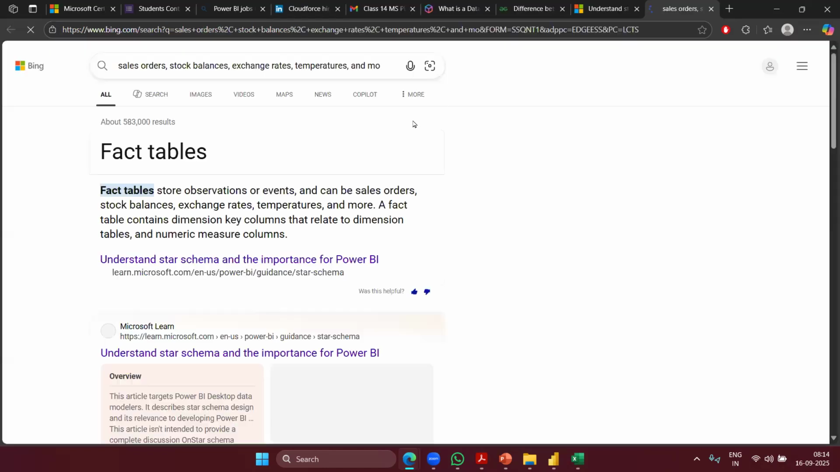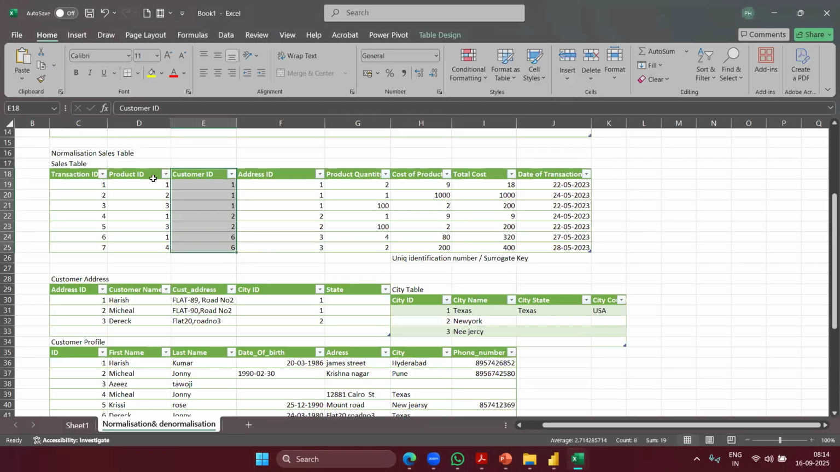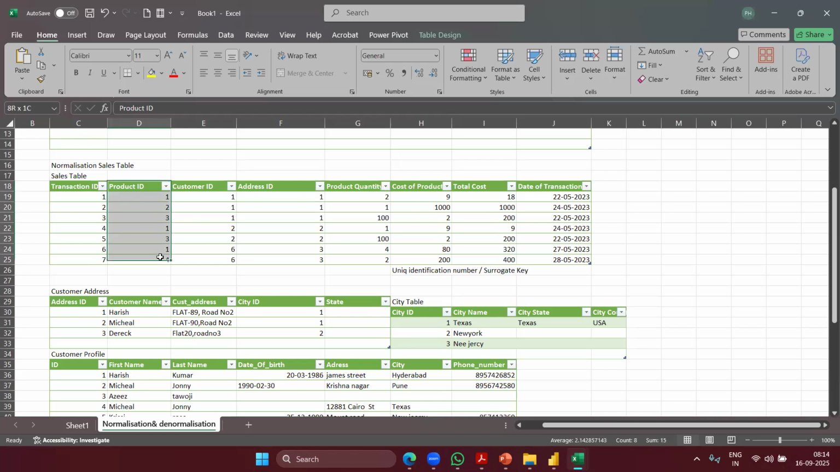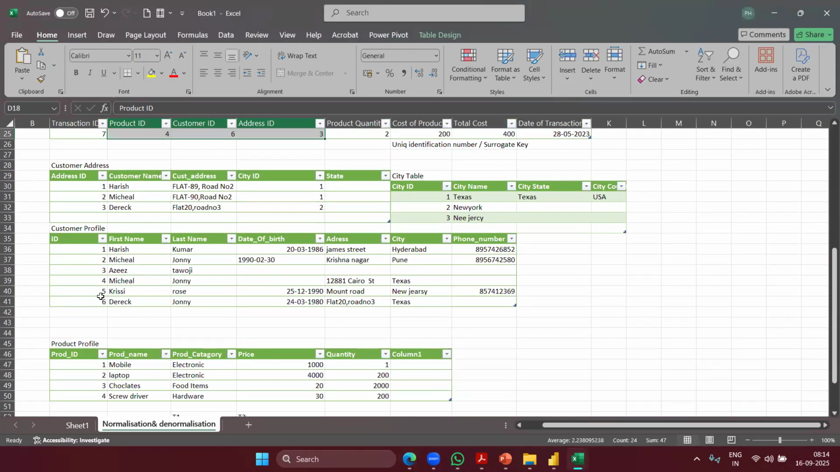A fact table contains dimension key columns that relate to dimension tables. And how is this relation created? When we are creating the tables, we will be learning it.